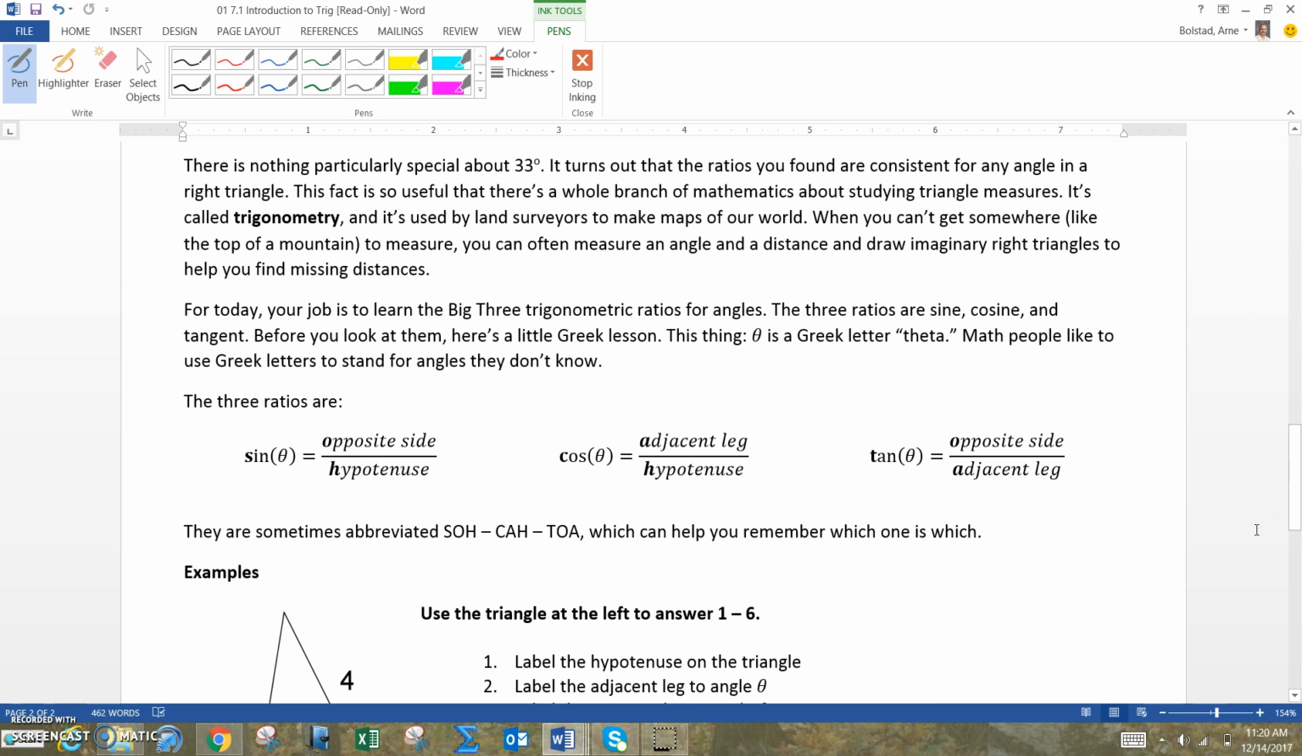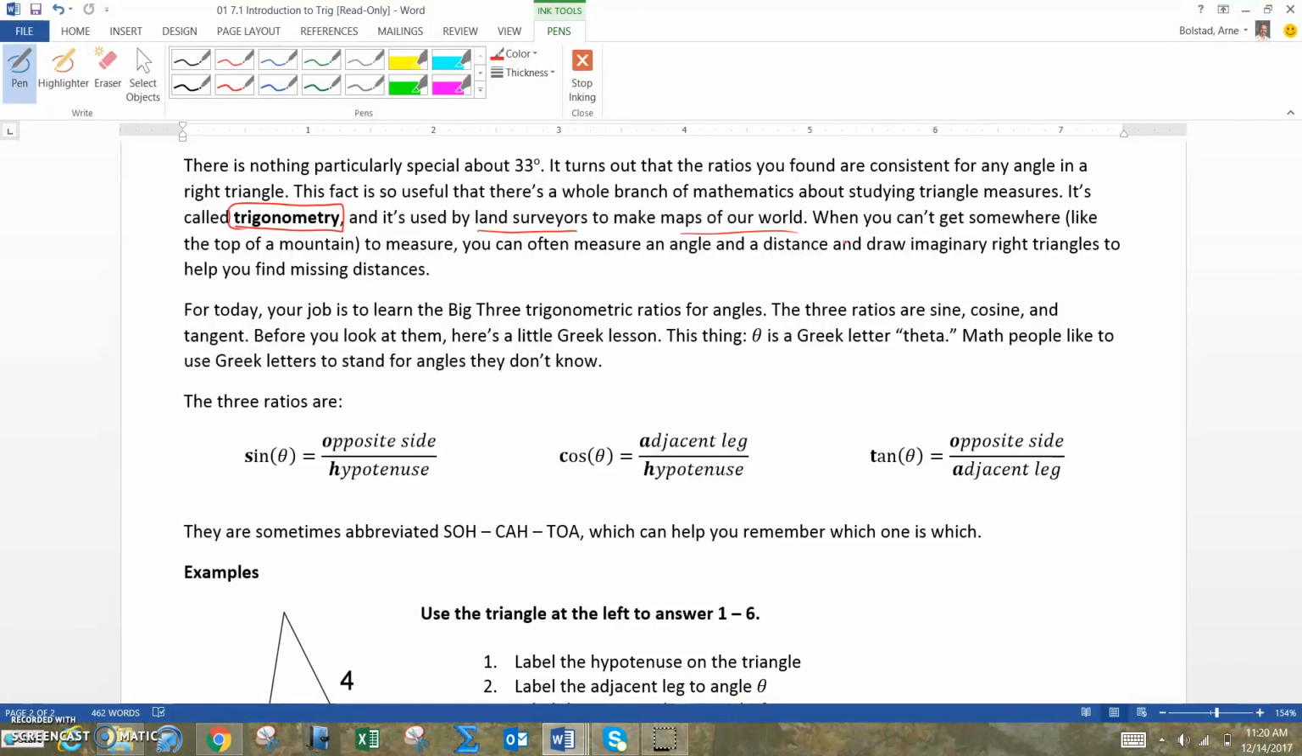All right, so it turns out that there's nothing special about the triangle we just worked with respect to the ratios of the sides. That 33-degree angle can work, but so can any other angle as long as it's acute in that right triangle. So people found this so useful that they created a branch of mathematics called trigonometry. It's often used by land surveyors to make maps of the world. I would also tell you that construction people use it quite significantly, as do machinists. So lots of jobs out there that will use this heavily.